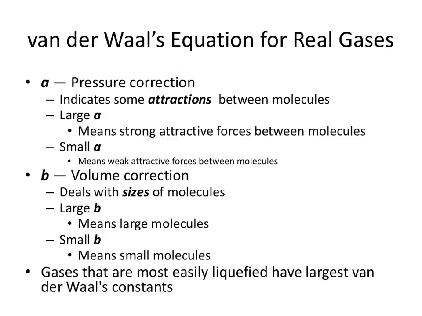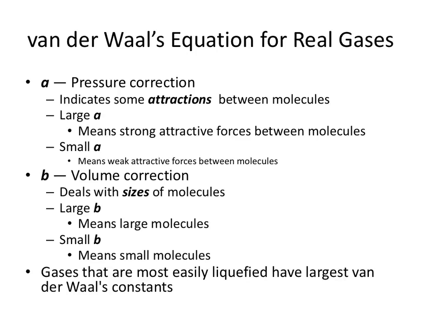So some things that we know. A is correcting for pressure, and so it indicates some attractions between the molecules. A large A means that there are strong attractive forces between molecules, and a small a means that there are weak attractive forces between molecules, because that means then it's not actually going to change the pressure very much if it's small.